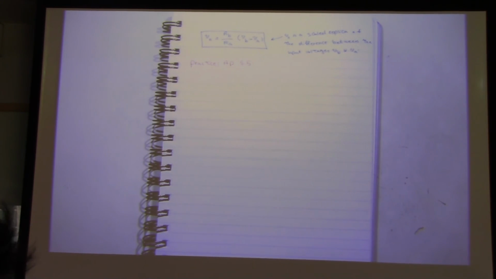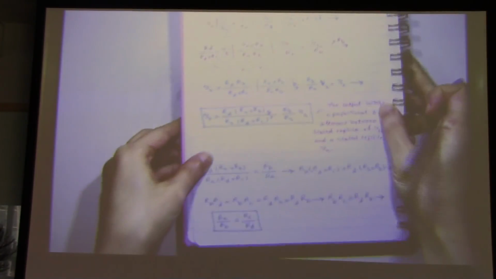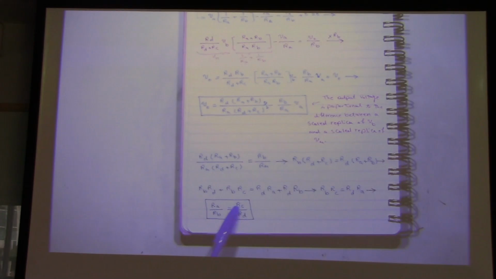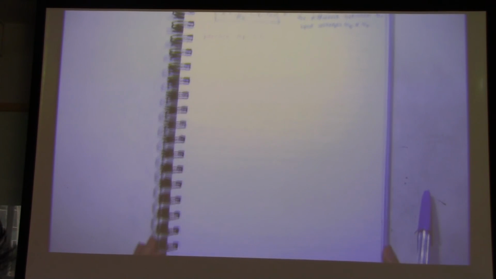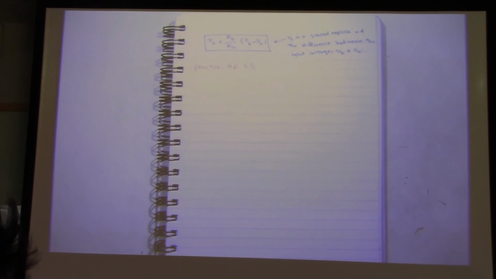If Ra over Rb is equal to Rc over Rd, this equation will be this one. So for practice, assessment problem 5.5.